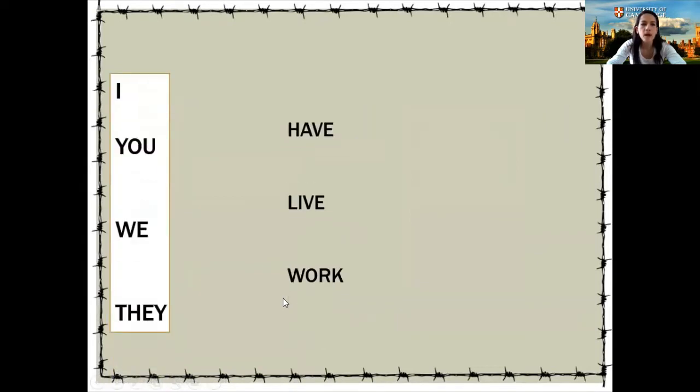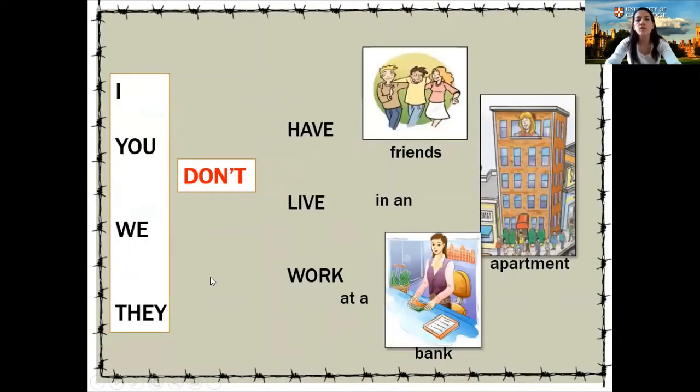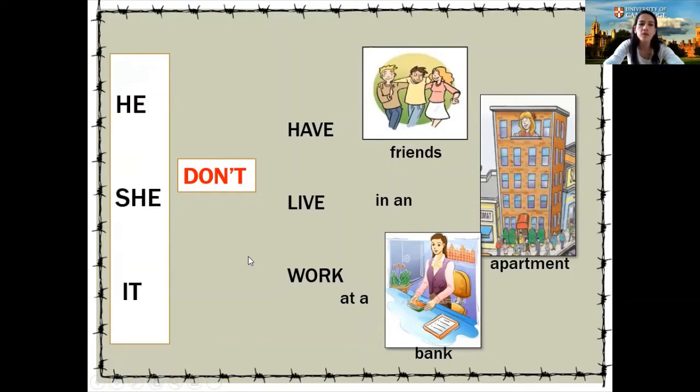Look, I, you, we, they, we have these verbs. We are going to use don't, okay? And we can create sentences. For example, I don't have friends. We don't work at a bank. They don't live in an apartment. You don't have friends. Okay, that is the correct form. In the case of he, she, and it, we are going to use doesn't. He doesn't have friends. She doesn't live in an apartment. It doesn't work at a bank.